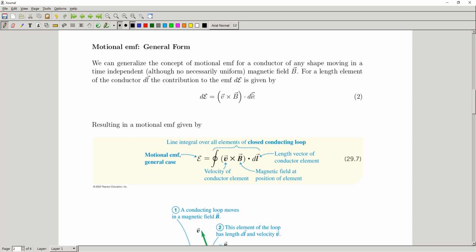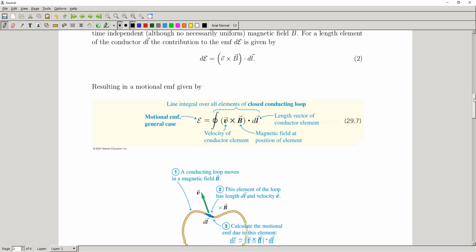So anyway, we have this tiny element of our motional EMF. If we integrate this over a closed loop, right, a closed conducting loop, we end up with the expression that we see here. Okay, so this is our motional EMF in the most general case here, where we allow our conductor to be fully submerged in this magnetic field, and it can have different velocities for different parts of the conductor, and it can have different magnetic fields at different points. And so we can simply integrate over all these little chunks of dl and pick up the full motional EMF.